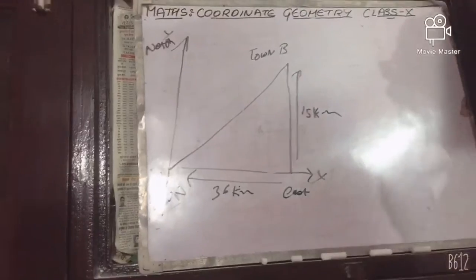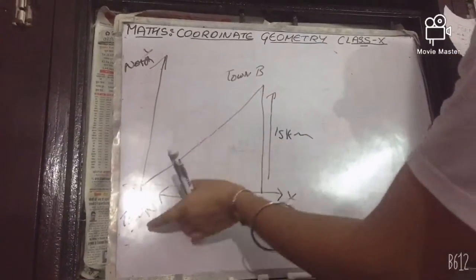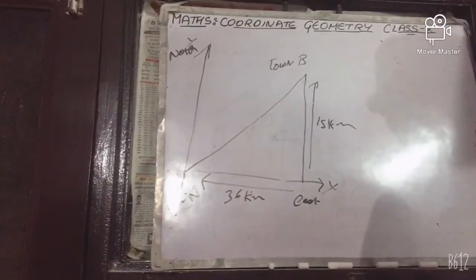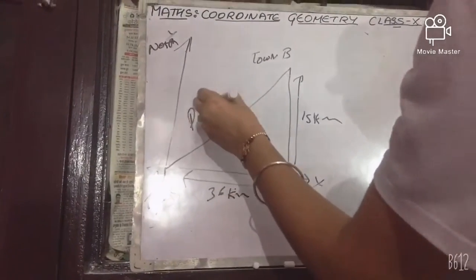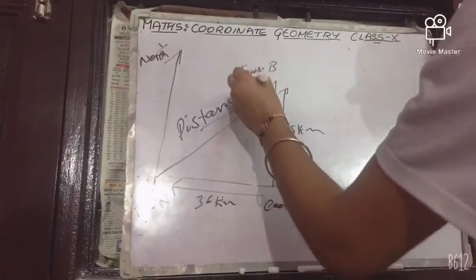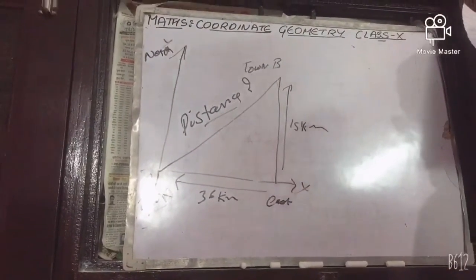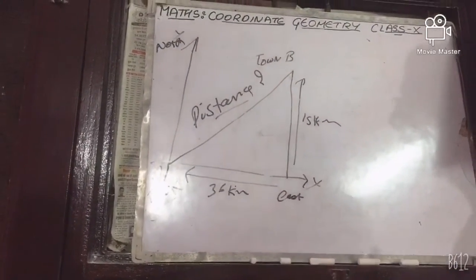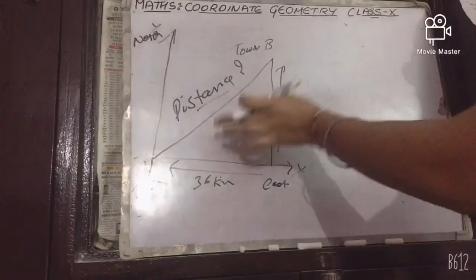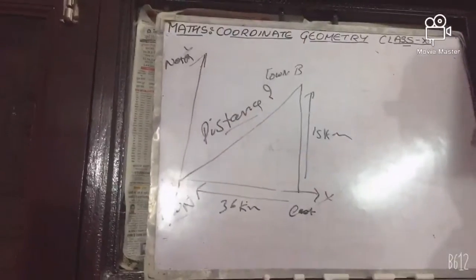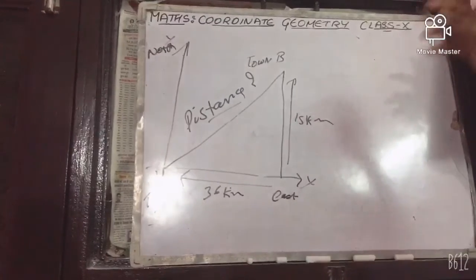So here we can understand that we have to find the town A to town B distance. Okay, and to find distance we always use the distance formula. Now I hope you understood where to use specifically the distance formula. So now I will be telling you where to use the section formula.